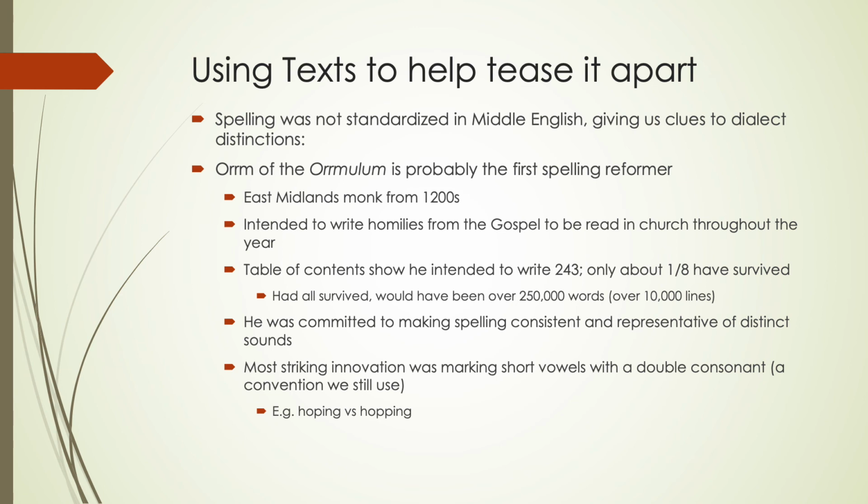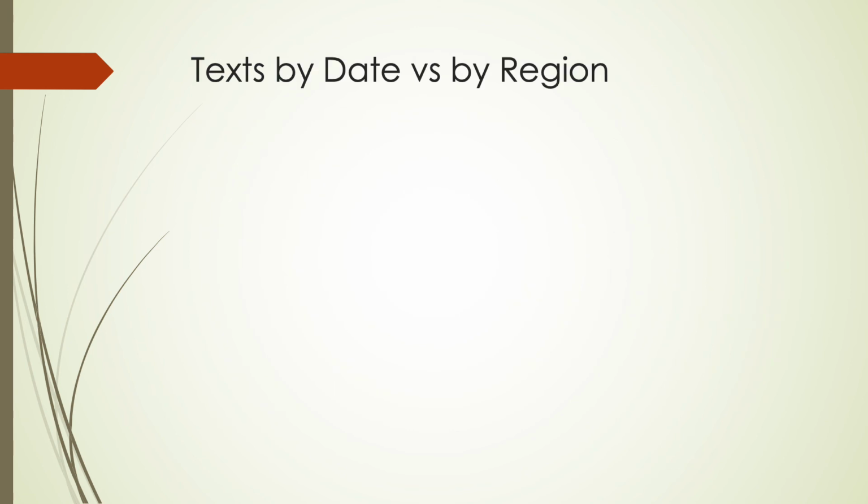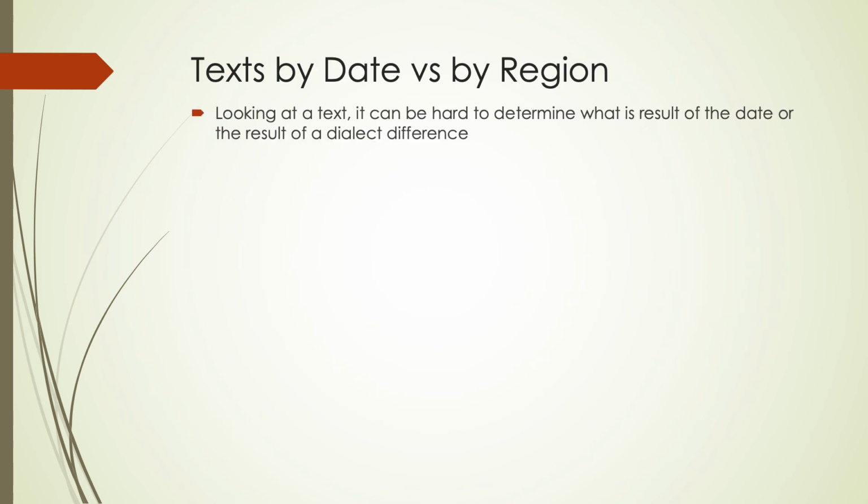Some of the other variation we're going to see has to do with when things were written, not only where they were written. So if we're looking at just a text, if we don't know the date and we don't know the region, this can be hard to determine, both the date and the region, because of the way that things tended to move through the British Isles as different changes were taking place.